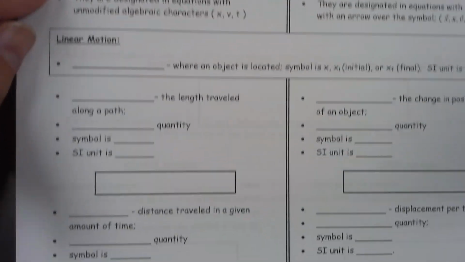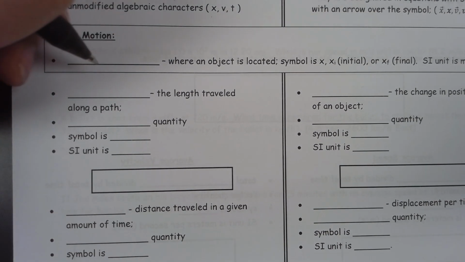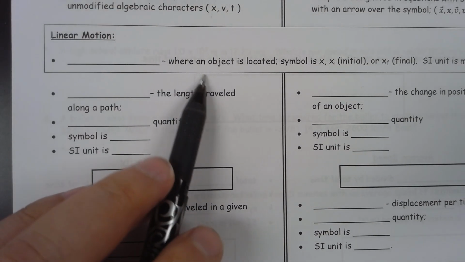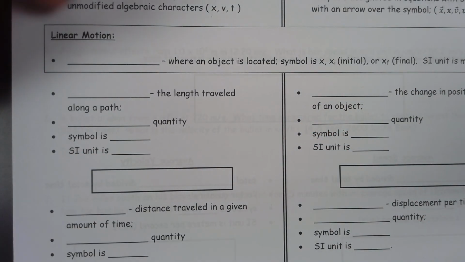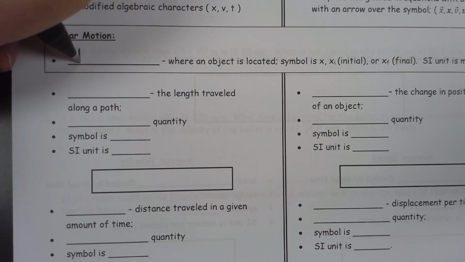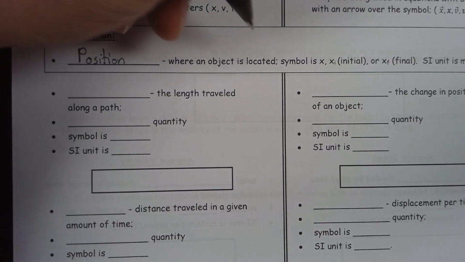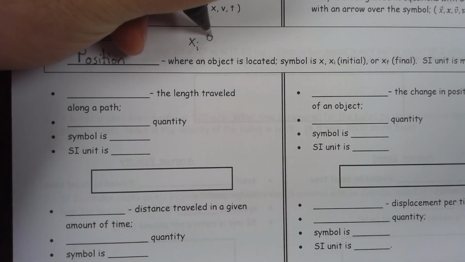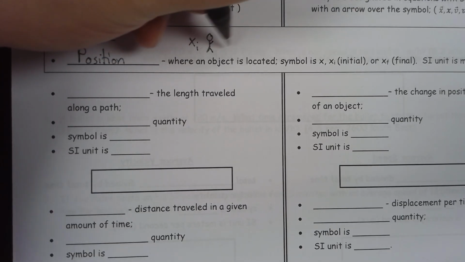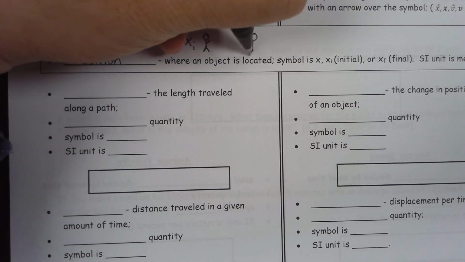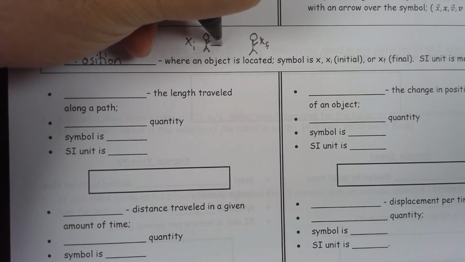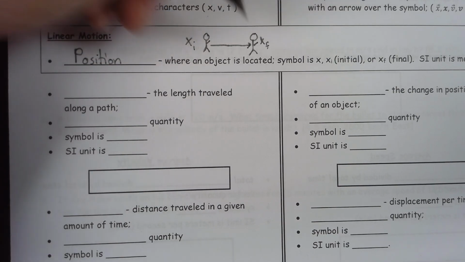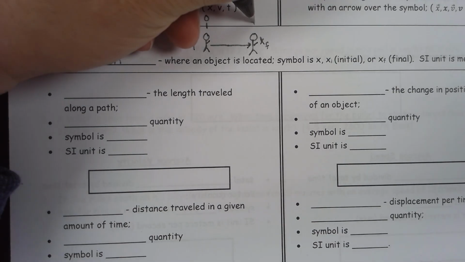Linear motion is this word where an object is located. Symbol is x, x initial, x final. The SI is meters. This is going to be position, where something's located. And so if I said my x initial is right here, where this person is standing, and then I say my x final is over here sometime later, I would probably use an arrow to describe that, maybe he went from 0 to 3.